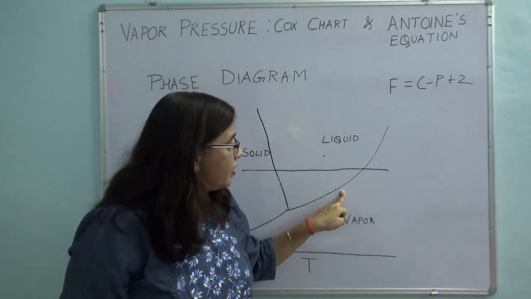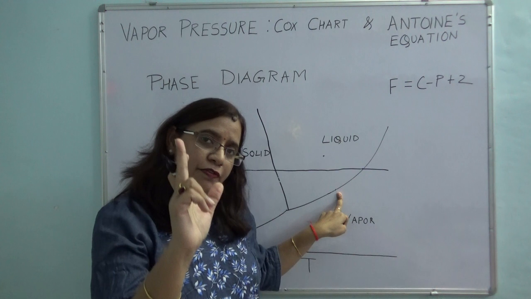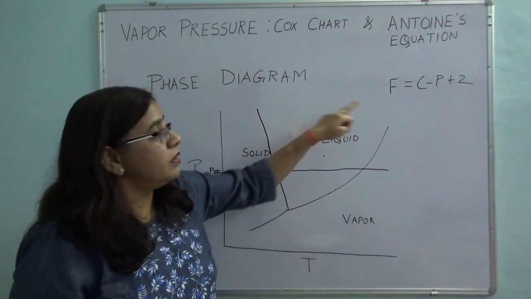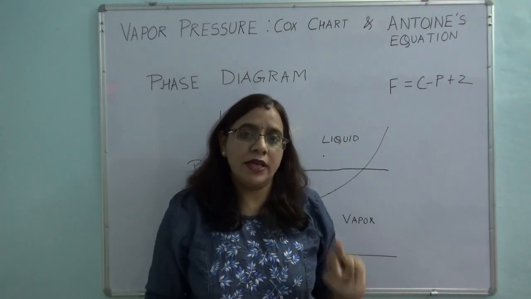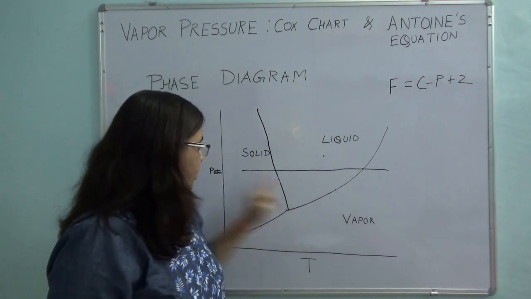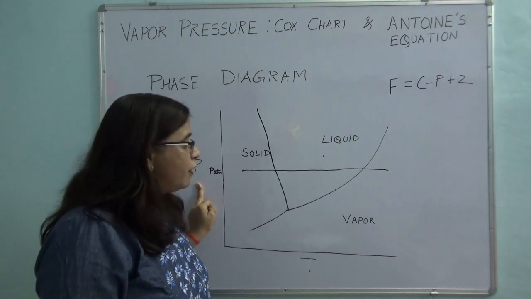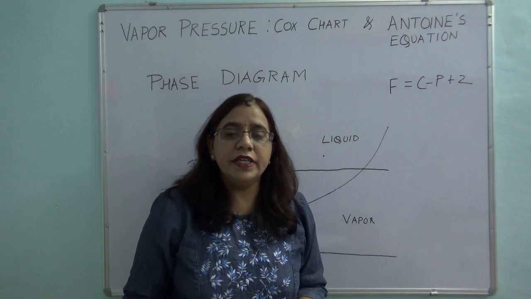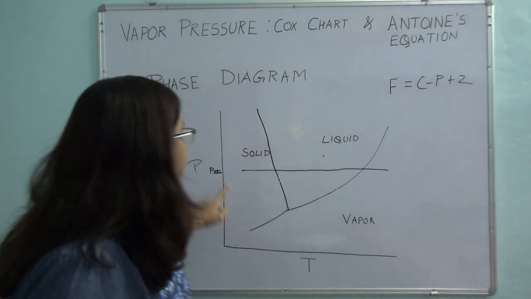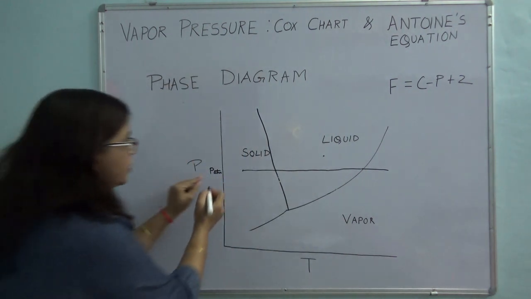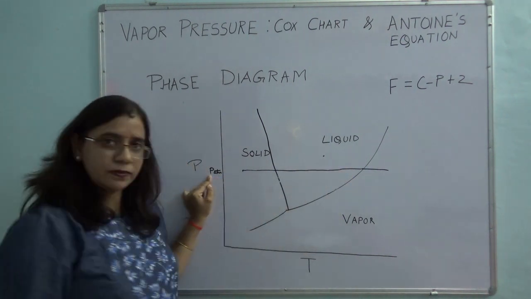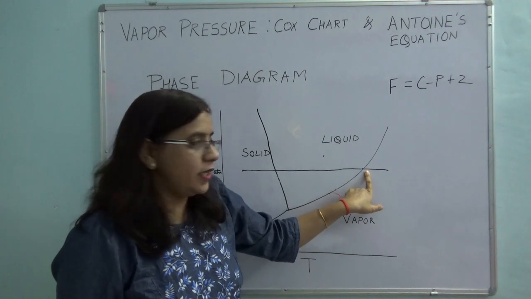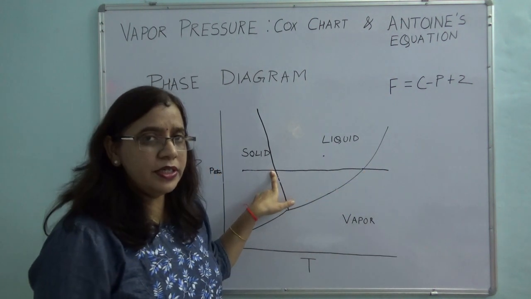Because this is a line, if I fix one point, the other point automatically gets fixed. That's why the degree of freedom is only 1. As soon as I fix temperature, pressure gets fixed, that is the vapor pressure, or if I fix the pressure, then the temperature gets fixed. That's what we understood last time. One more thing: if you are doing it at atmospheric pressure, then this is known as your normal boiling point or normal freezing point, and so on.